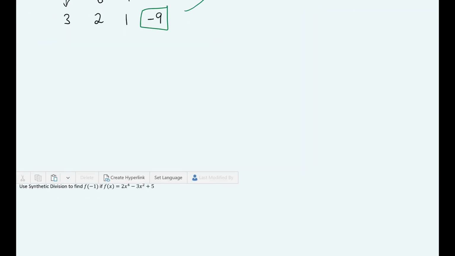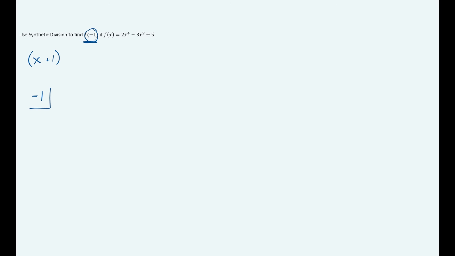Let's try another example. Use synthetic division to find f of -1 if f of x equals 2x to the 4th minus 3x squared plus 5. If I'm trying to find f of -1, that means I'm dividing by the factor x plus 1. Whatever number you're evaluating at, that's your little number up in the corner. And then I'll list out my coefficients.